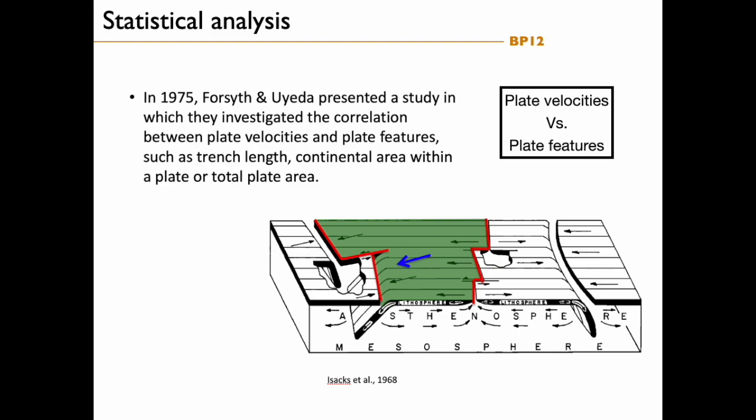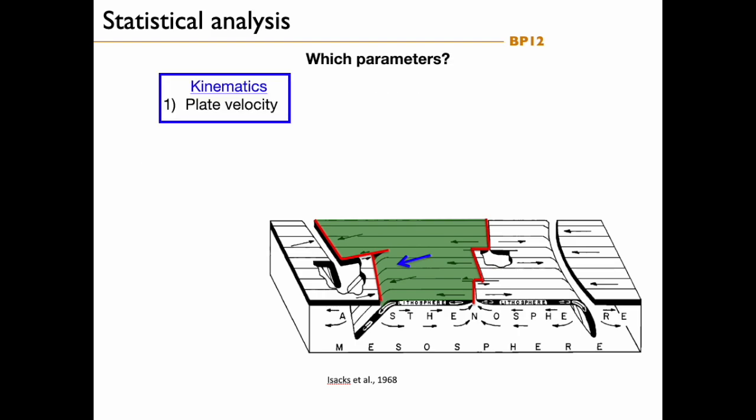Another approach to study the relationship between plate velocity and forces is to use a statistical analysis. And this goes back to 1975, where Forsyth and Uyeda presented a study in which they basically make a correlation between the plate velocities and the plate features. What do we mean here by plate features? These are some parameters. The first parameter of interest is, of course, a kinematic parameter. That's the plate velocity.